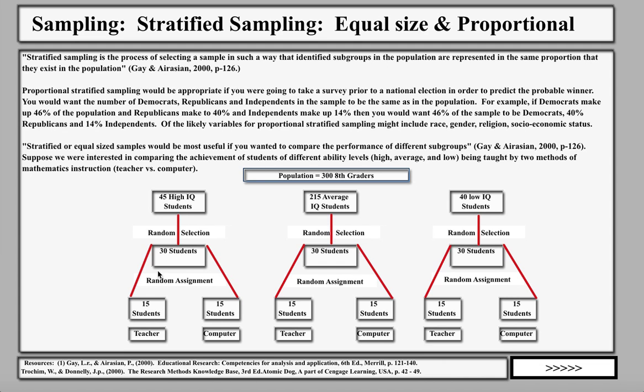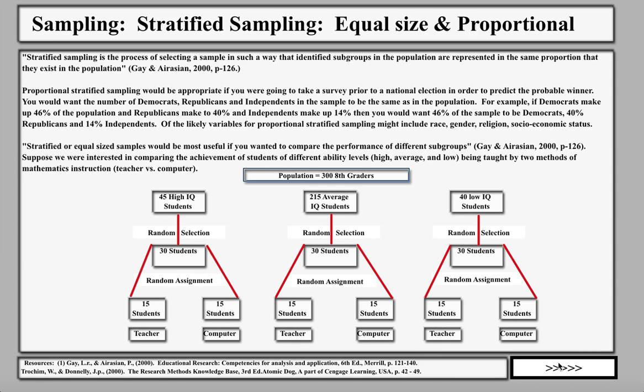So now we have three groups of randomly selected students, and then we randomly assign 15 of the high IQ students to the teacher instruction, and we randomly assign 15 to the computer instruction. And the same with the average students. We randomly assign 15 of those 30 to teacher and 15 to computer assisted. And the same with low performing students. We randomly assign 15 to the teacher instruction and 15 to the computer instruction. So that's an example of a stratified random sample. And of course, the first example was an example of the proportional stratified sampling.